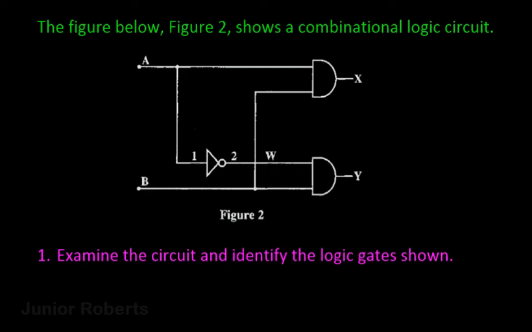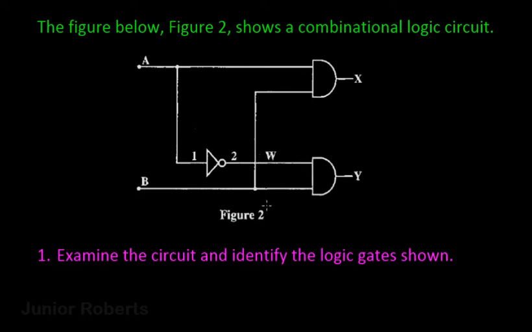We're doing another physics worked example. This question is about combinational logic circuits, so we're just going to go right into this video. Our question goes like this. It says that the figure below, figure 2, shows a combinational logic circuit, and we can see our combinational logic circuit with a few logic gates here.